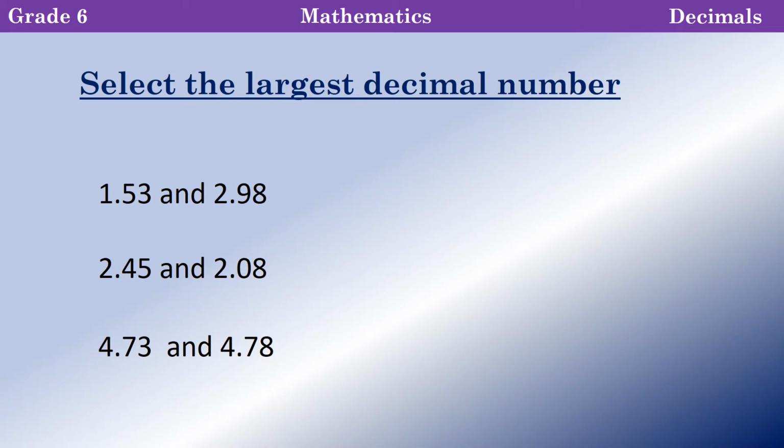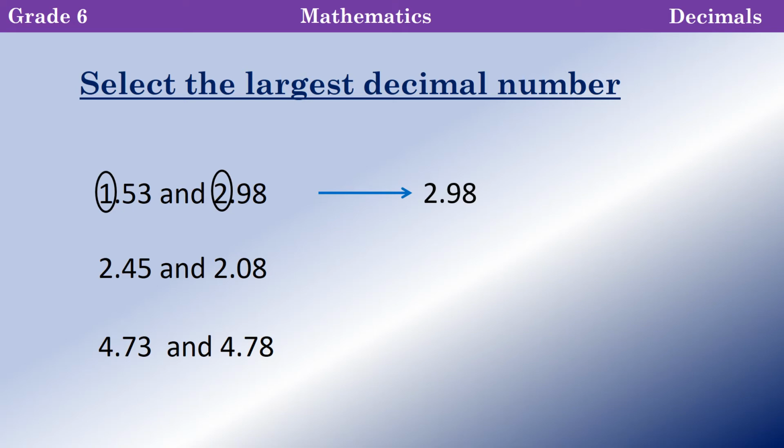Now let's do a small activity to identify the largest decimal number. First one is 1.53 and 2.98. Here we can see that 1 is the whole number part and the other whole number part is 2. And in these two decimal numbers, 2 is the largest whole number part, so it is 2.98. Therefore, the largest decimal is 2.98.